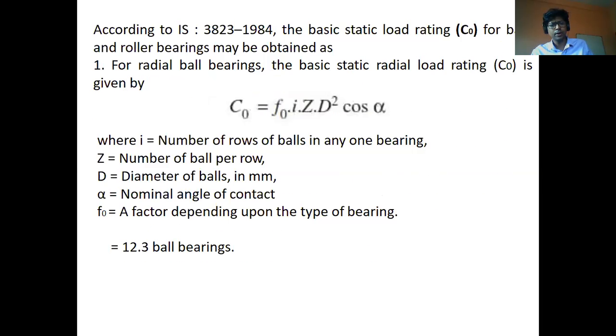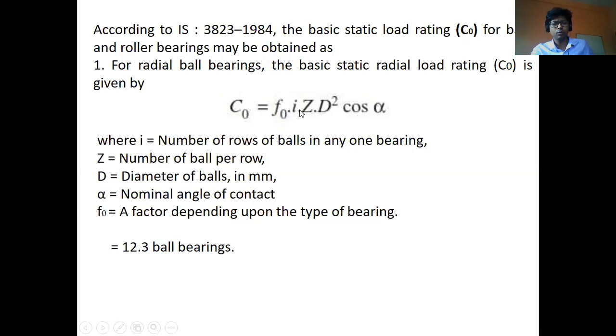C0 is equal to F0 i Z d squared cos alpha. If there is any inclination, meaning a nominal contact angle, then cos alpha will come. Otherwise, it will be cos 0 equal to 1. First of all, F0 is the factor that depends on what kind of bearing material you have chosen, the resistance factor.